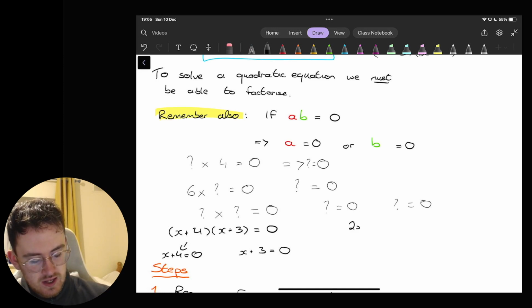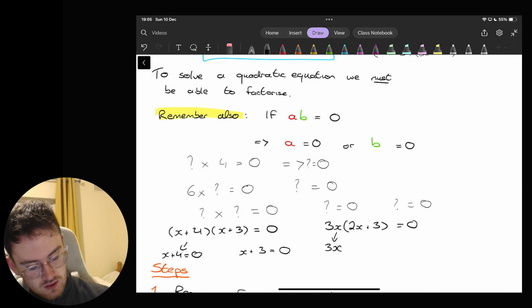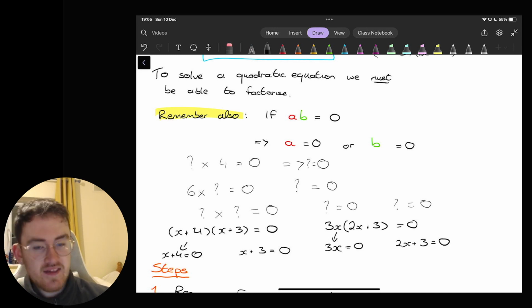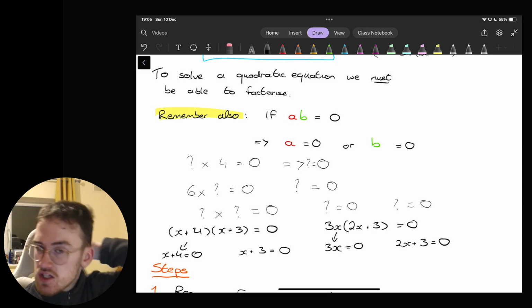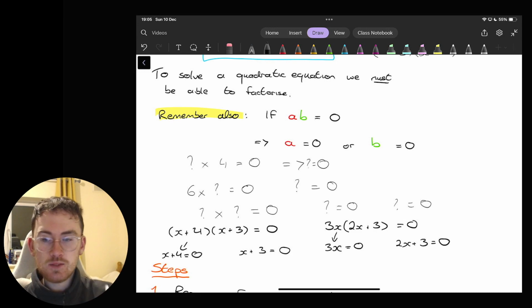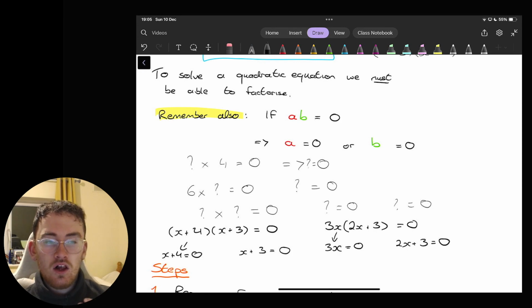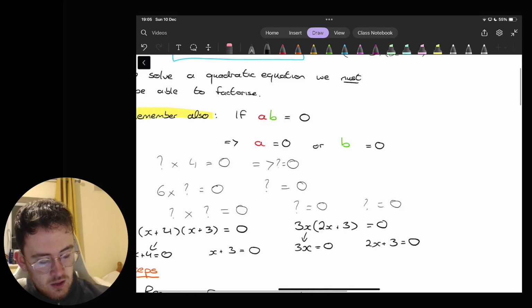Similarly, if I have 2x plus 3 multiplied by 3x and it's all equal to 0, then again either 3x is 0 or 2x plus 3 equals 0. And that really is the core of how we solve our quadratic equations. Everything up to that point is done as normal. We factorize our quadratic equations as normal, we get our two factors, and then to solve, we put them equal to 0 and solve them as little equations.